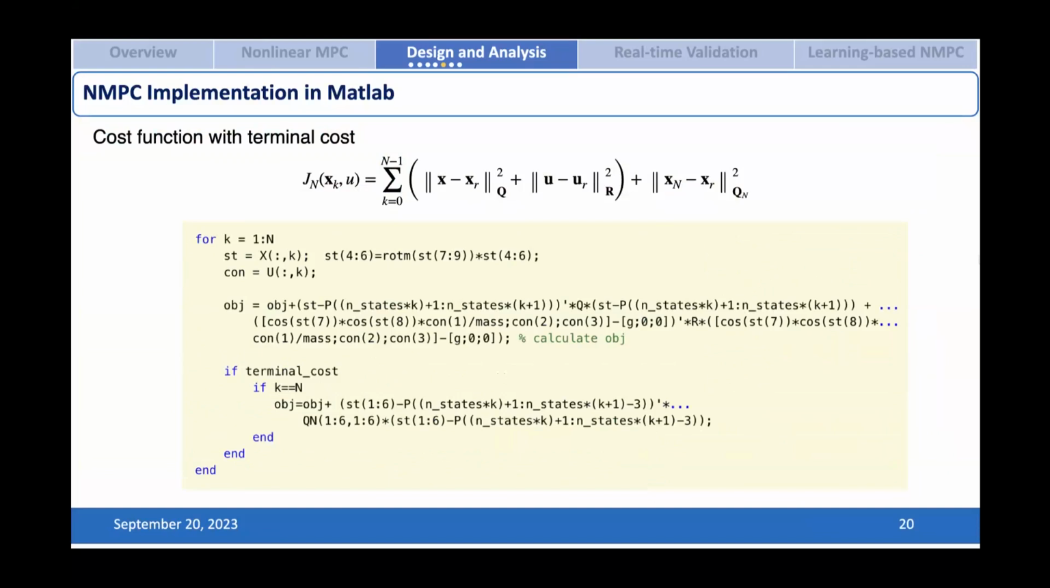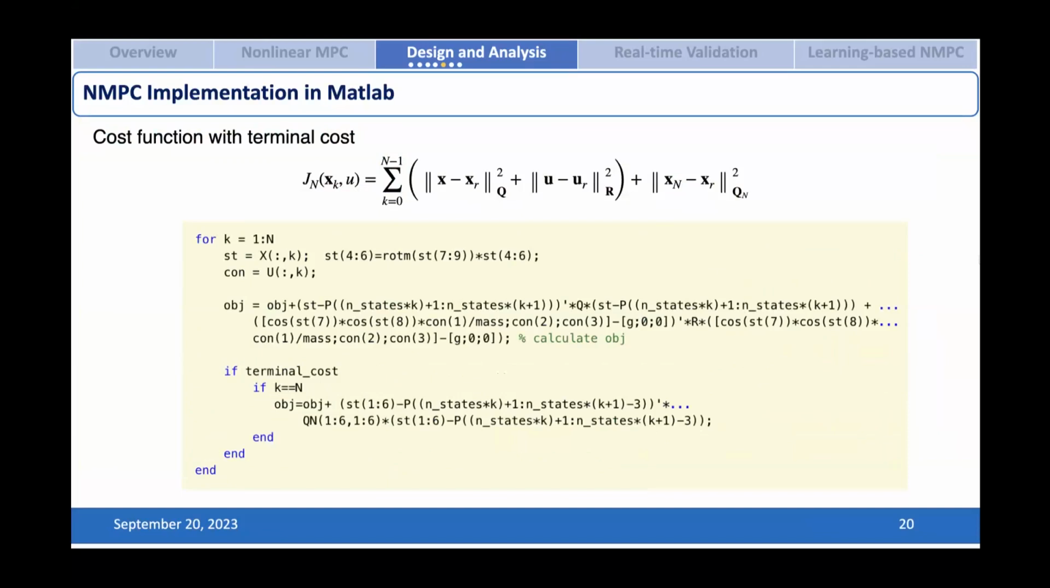Then we have the objective function. As we mentioned before, if we are using the cost function with terminal cost, it means we have the running cost and we have the terminal cost. So in this case, we design the running cost for the entire N horizon. So we have a loop from 1 up to N, and for each loop we have a vector called x, which contains all the decision variables x, and a vector called u, which contains all the decision variables u.